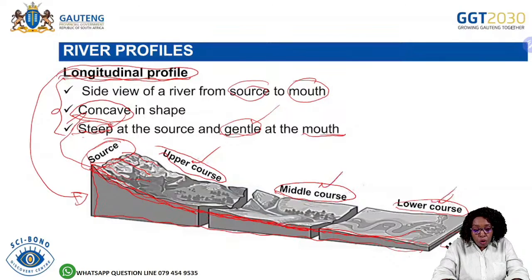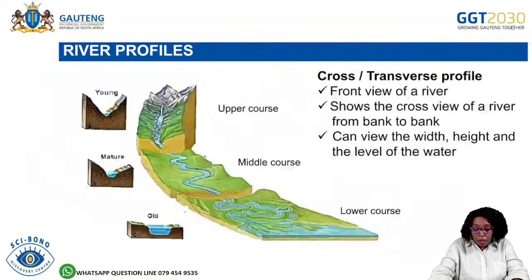Okay, so take note of what is key here. The source and the mouth are what you need to know, and then the shape by which we can identify the longitudinal profile. You also need to take note of the gradient of the river from where it starts to where it is flowing.